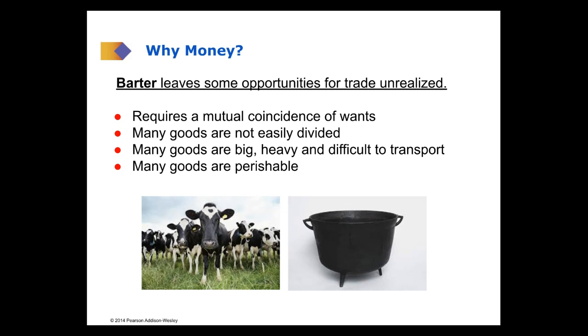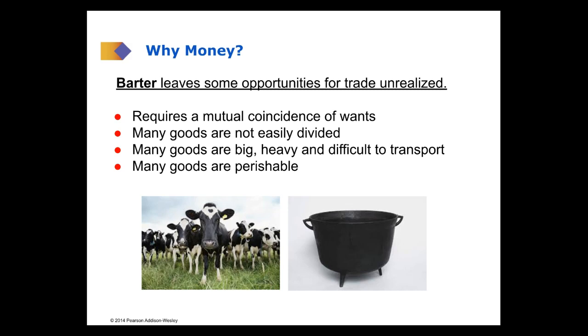But barter is great, but it leaves a lot of opportunities for potential trades to be unrealized. First of all, there has to be a mutual coincidence of wants. If you want a pot, the guy who has pots or makes pots has to want cows, and if he does not want cows, let's say he's a vegetarian, then you're kind of out of luck.